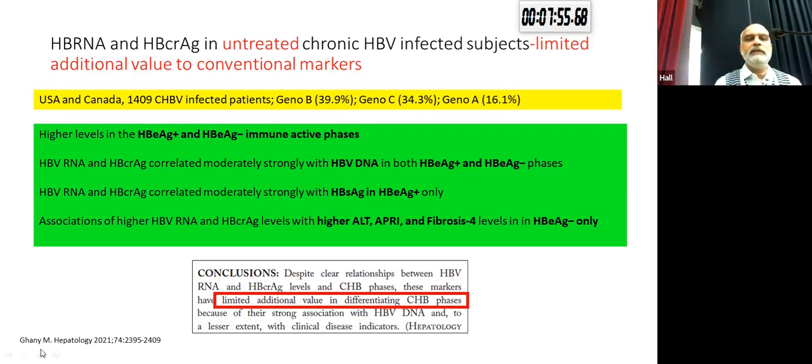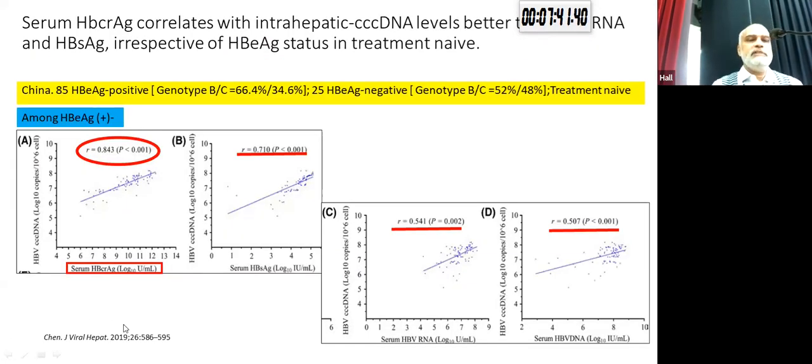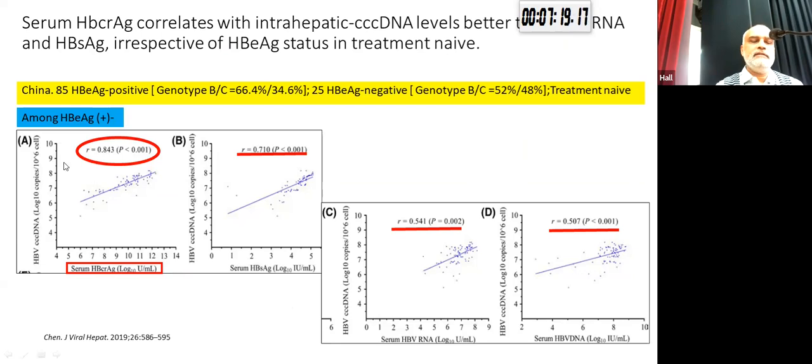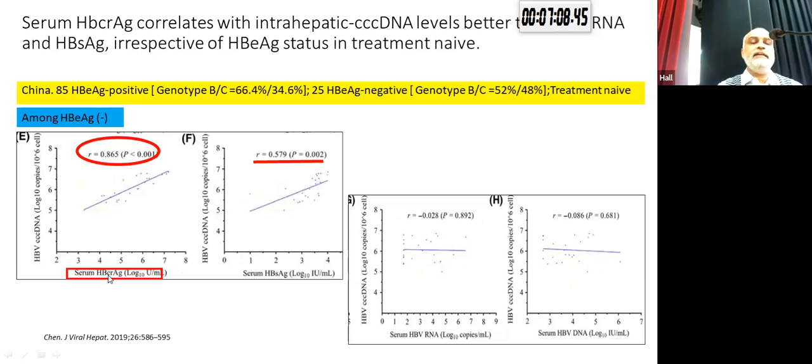But in effect, they have limited additional value in differentiating various phases, because they correlate with HBV DNA levels, HBsAg levels, and all the clinical disease indicators. So if we look at this study from China, among E antigen positive patients, serum core-related antigen is correlating very well with intrahepatic cccDNA. In E antigen positive, the intrahepatic cccDNA correlates also with surface antigen, HBV RNA, and HBV DNA, but mostly it is correlating very well with core-related antigen. Whereas in E antigen negative, intrahepatic cccDNA correlates very well with core-related antigen and less so with HBs antigen, but does not correlate with HBV RNA. So core-related antigen is a very important marker for intrahepatic cccDNA.